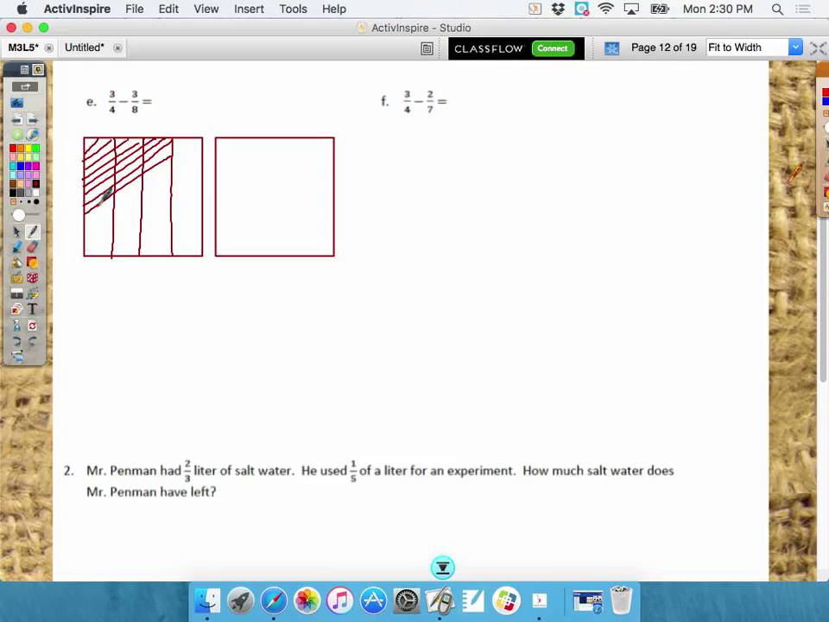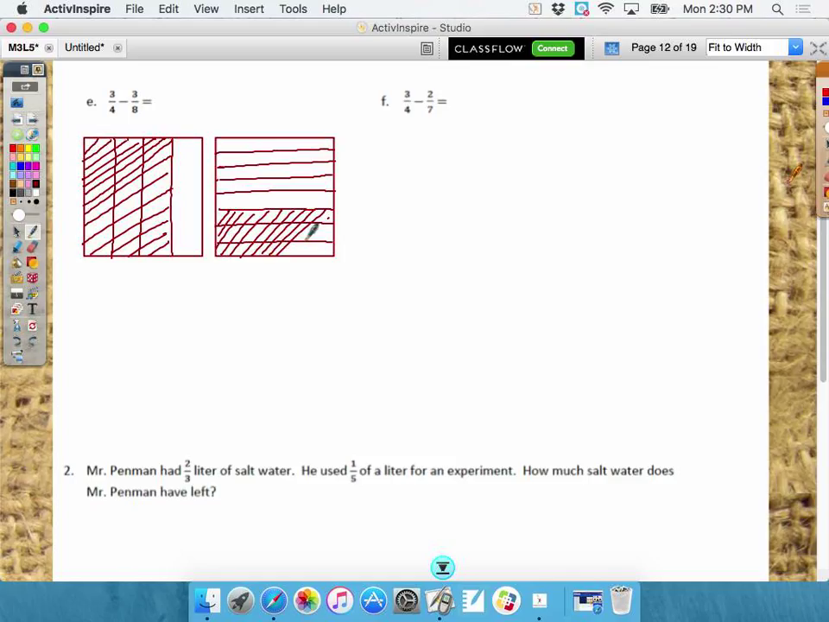When you do eighths, boys and girls, can't you just do fourths and then divide it again? So you really should not mess up on eighths if you're concentrating. And shade 3 of those. So I have 3/4 minus 3/8.